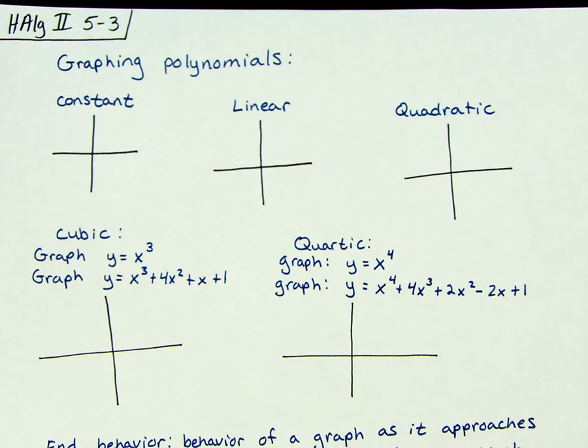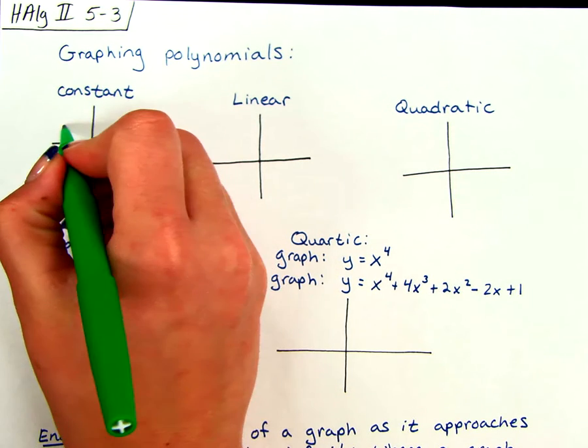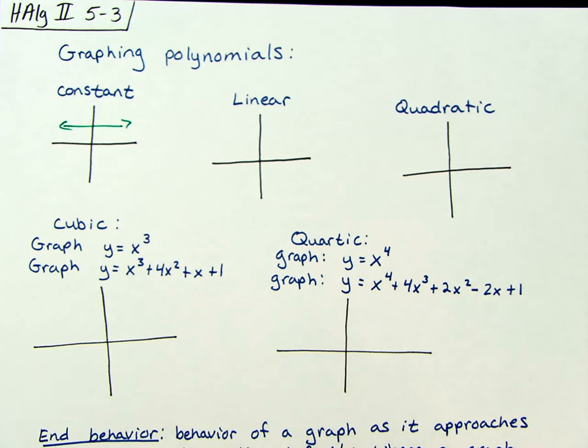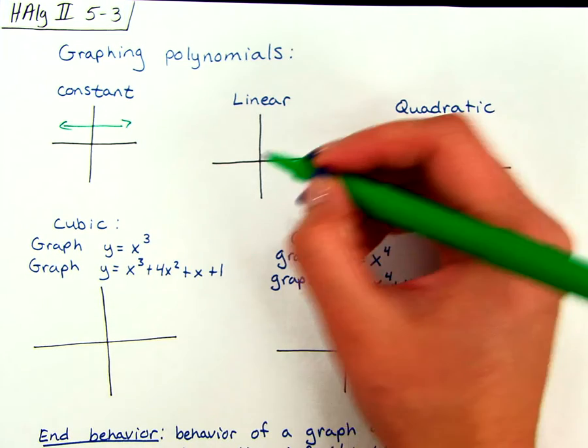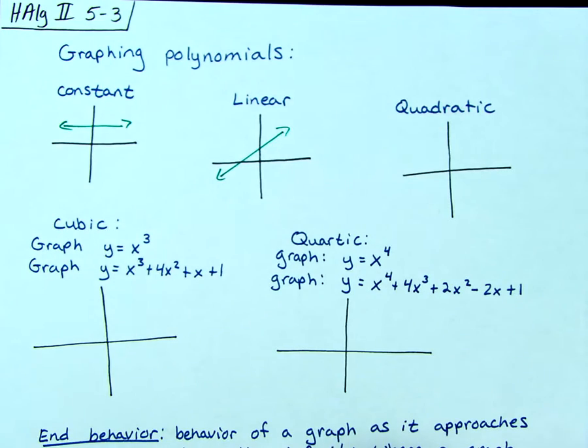All right, in this next part, we're going to talk about graphing polynomials. So the first three, we should really know what those shapes are. If we have a constant, that's going to be some type of horizontal line. If it's linear, we are going to have some type of diagonal line. And a constant is a special type of linear function.